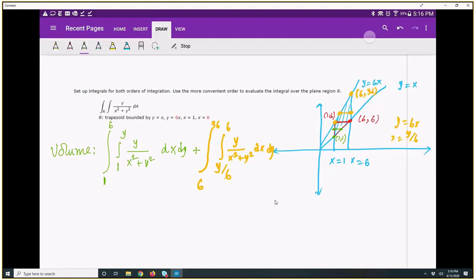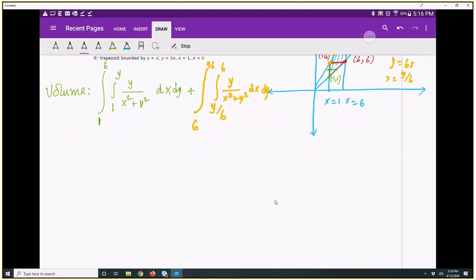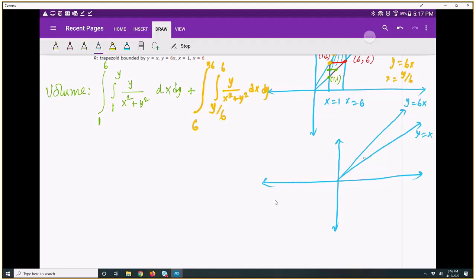Now let's think about the situation one more time. So again, I have the line y equal to 6x, the line y equal to x, the line x equal to 1, and the line x equal to 6, and I want to know the volume over the integration region, which is shaded this way.